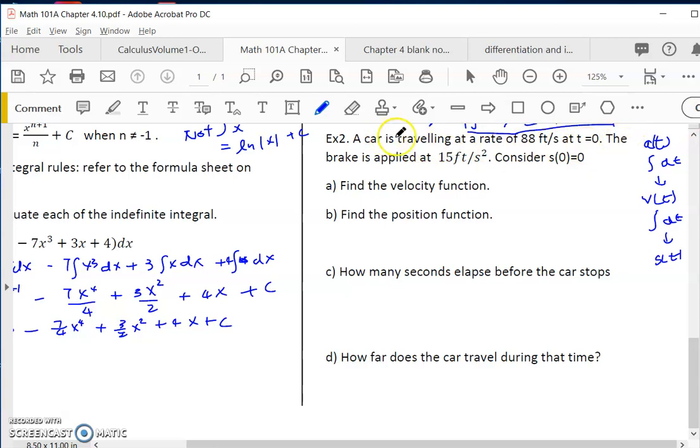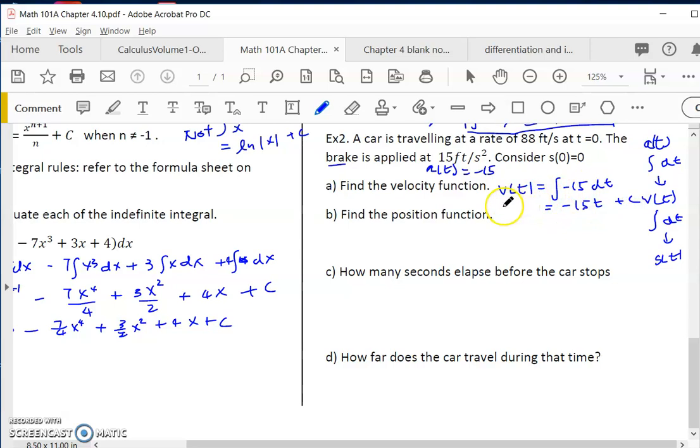Okay, so I have a car traveling at the rate of 88 feet per second at time equal to 0. And then the brake is applied at 15 feet per second squared. So this is deceleration, so a of t is negative 15. Find the velocity. If you know a of t is negative 15, you do an integral, you have v of t. So v of t equals the integral of negative 15 dt. It's a constant, so this will be negative 15t plus c.